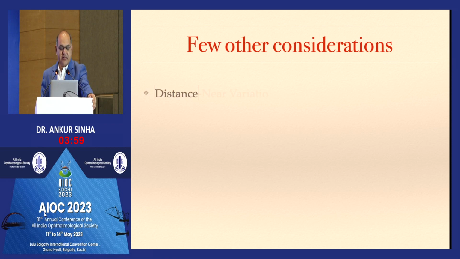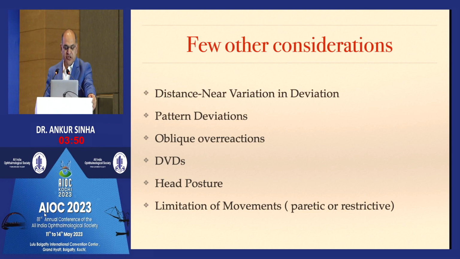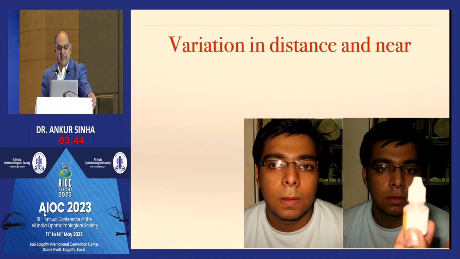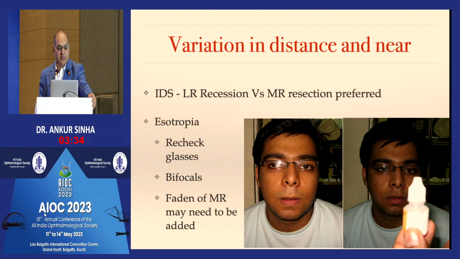Now, a few other considerations: if there is a distance near variation in the deviation, pattern deviations, oblique overactions, DVDs, head postures, limitation of movement, we all have to include that in the decision making. So if there is a distance near variation, if there is an esotropia, recheck glasses, proper glasses to be given, bifocals. Faden can be added for non-accommodative convergence excess type of esotropia.